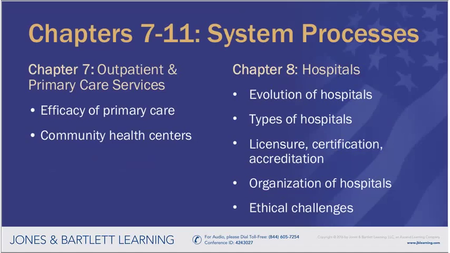Chapter 7 through Chapter 11 look at the process of healthcare systems, or the continuum of care. First, Chapter 7 looks at outpatient and primary care services. This chapter not only looks at various settings of outpatient care, but also emphasizes primary care and its efficacy. One of the exercises we do is a case study on community health centers, their role in serving vulnerable populations, and their role in the current healthcare reform era.